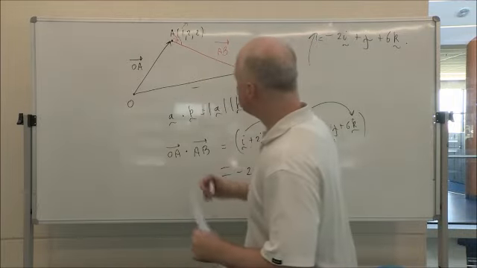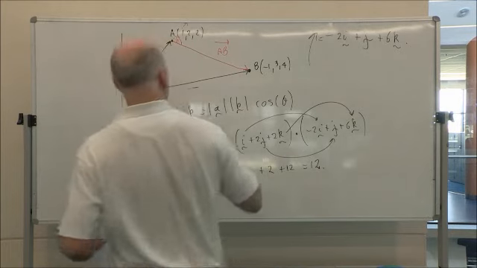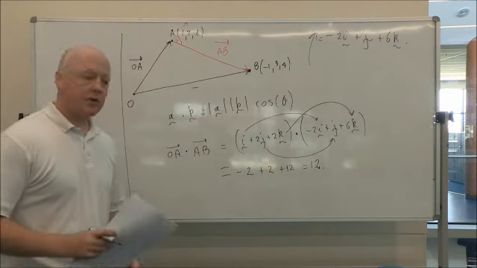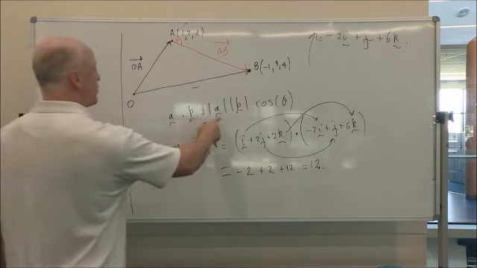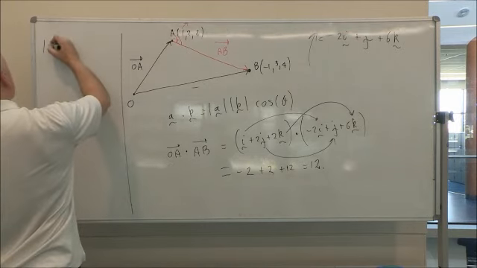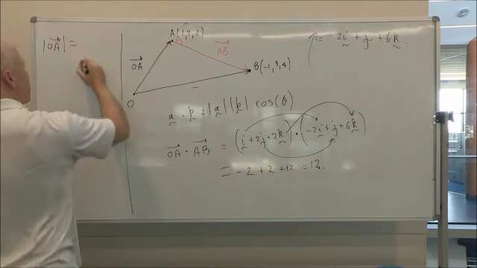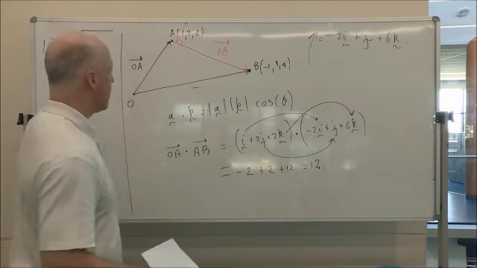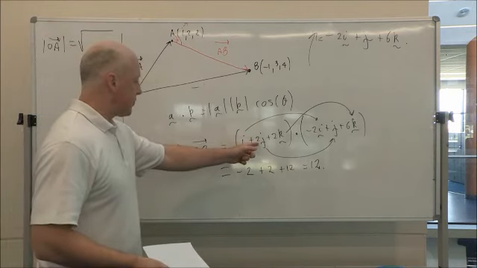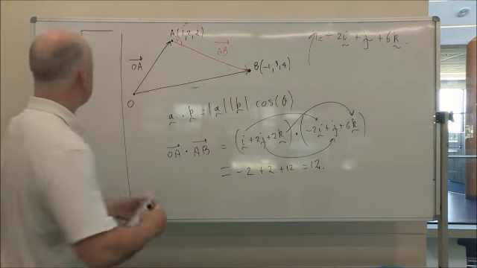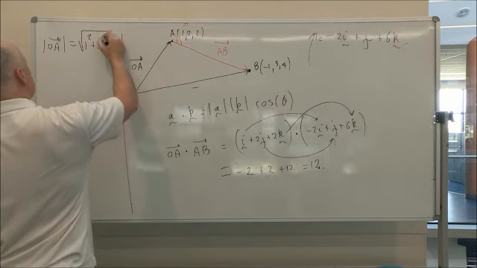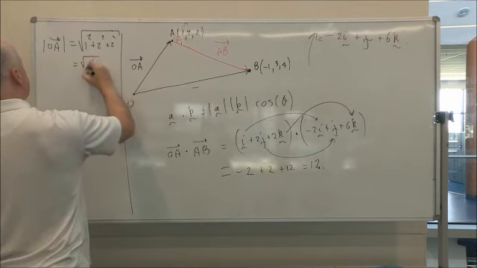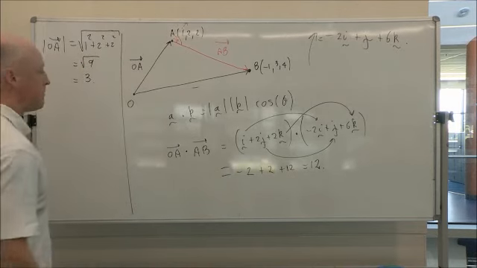On the other hand, we know that it's also going to be the magnitude of the two vectors multiplied by the cosine of the angle between them. So the magnitude of vector OA is equal to, now what we do is we square the components. So it's going to be 1 squared plus 2 squared plus 2 squared, and then we square root. And I do believe that gives me the square root of 9, which is equal to 3.